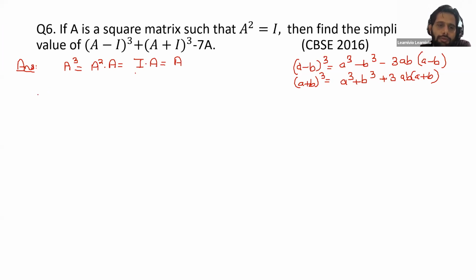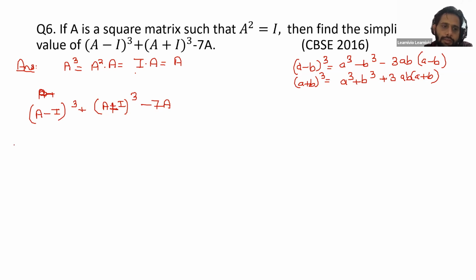Please let me know if anyone has completed this question. (A - I)^3 plus (A + I)^3 minus 7A. Okay, Yashika, very good. This is the correct answer. Very good. A cube minus I cube minus 3AI into (A - I), plus A cube plus I cube plus 3AI into (A + I), minus 7A.